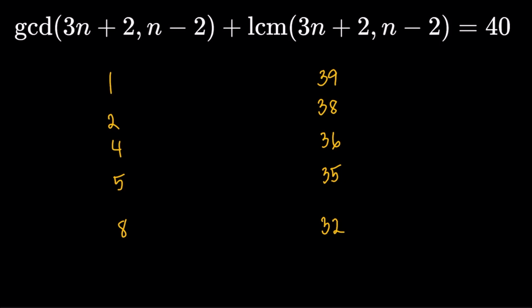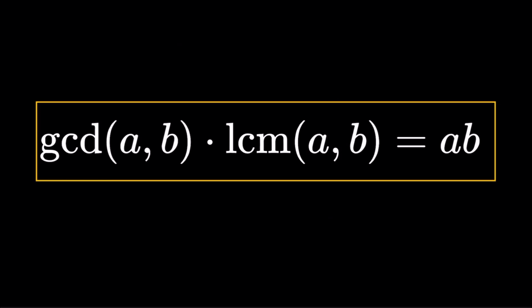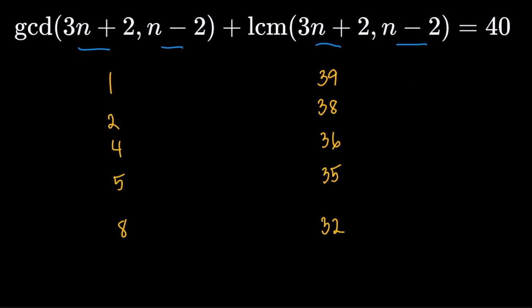Let's take note that we're taking the GCD and the LCM of the same pair of numbers here, and we can use a nice property: the GCD of two numbers, a and b, times the LCM of the two numbers, a and b, is equal to their product. You can try to prove this on your own, but this is a very well-known property of the GCD and the LCM, and it's particularly useful for this question because we already know the possible pairs of values.